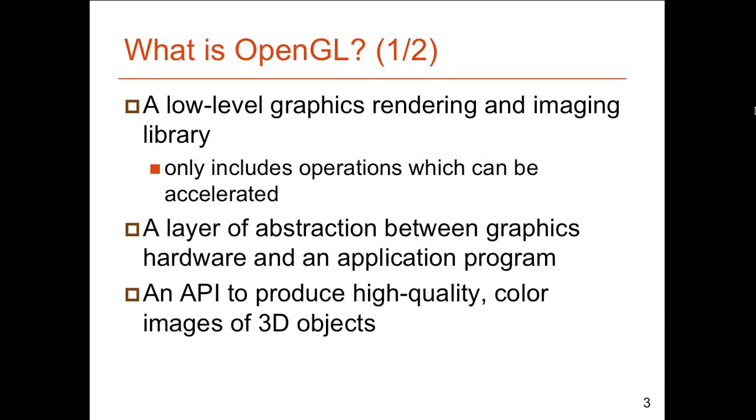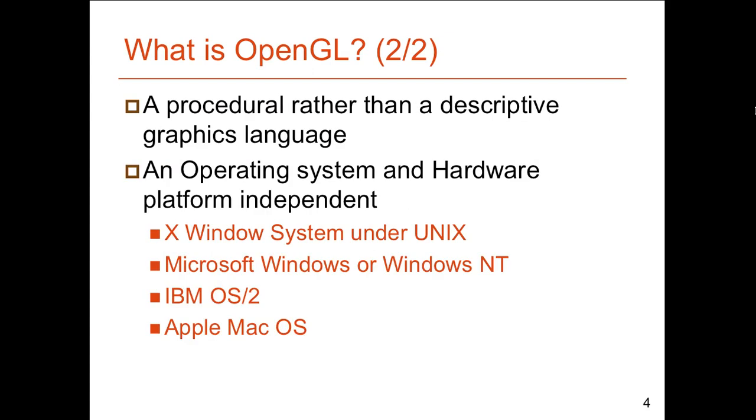So what is OpenGL? A low-level graphics rendering and image library. It only includes operations which can be accelerated, which means it doesn't include some basic stuff that hasn't been experimented with. In fact, OpenGL essentially is very experimental at this point as well. A layer of abstraction between the graphics hardware and the application program. The API produces high-quality color images and 3D objects. And actually, as we've seen from a couple of little examples from the Hello World graphics projects that I opened up a few minutes ago, they're pretty sophisticated for a graphics library.